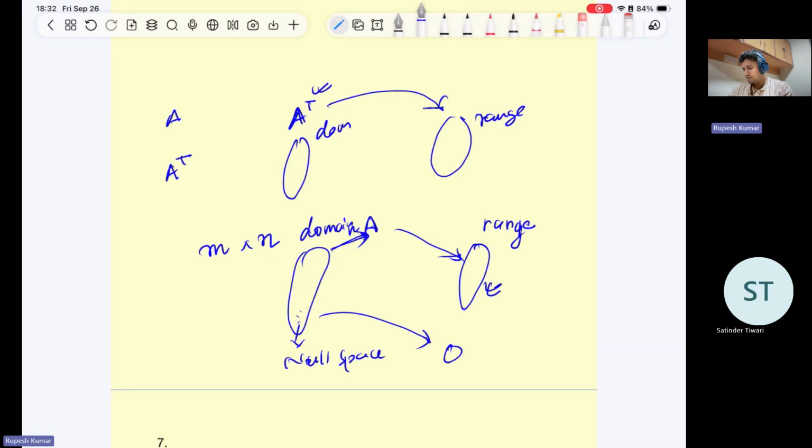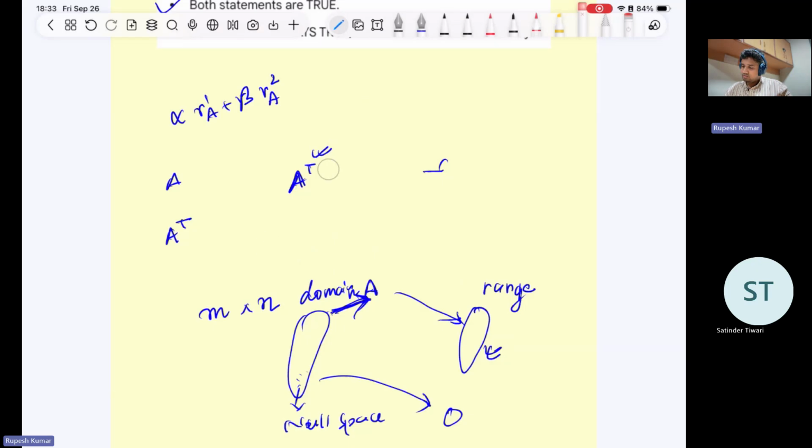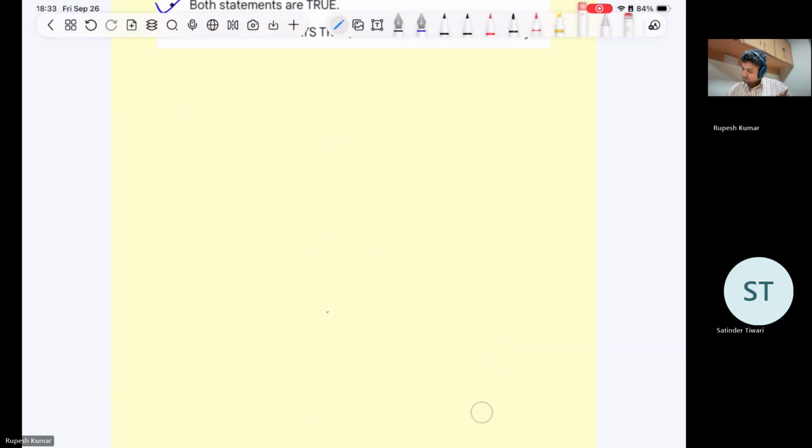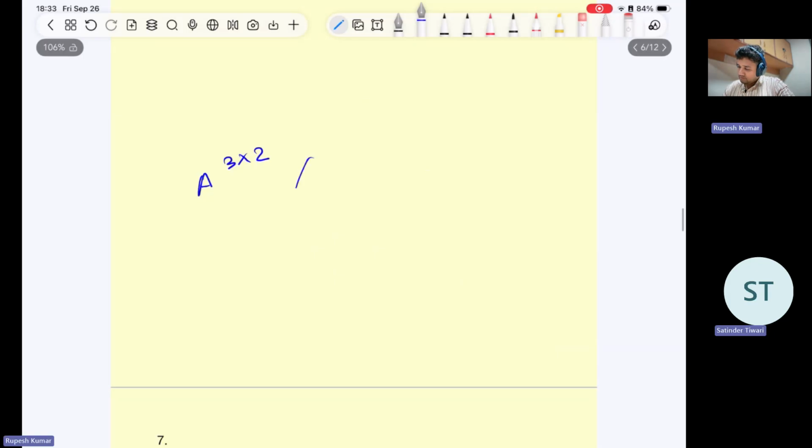Yes, sir. The row space of A is essentially the column space of A transpose. By that, I mean all the linear combinations of the rows of A. So that will be the row space. Now, let's see what actually happens. Let's say I have a matrix of dimensionality 3 cross 2, and then it maps from R2 to R3, right?